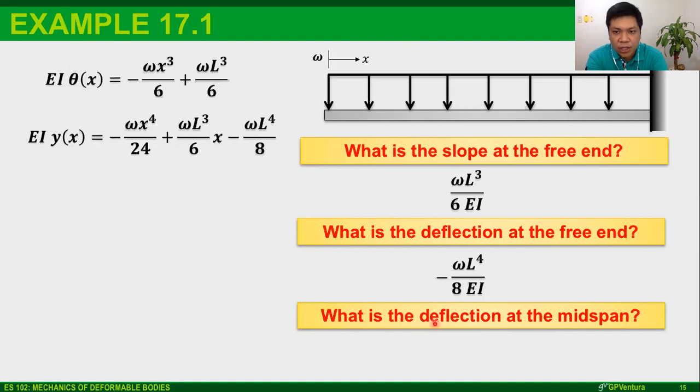What is the deflection at the midspan? If the length of the entire beam is L, the midspan is x equal to L over 2. So I substitute x equals L over 2 here and here. And dividing by EI, it is now negative 17 omega L to the 4th all over 384 EI. Now that's easy because the only load is a uniformly distributed load.